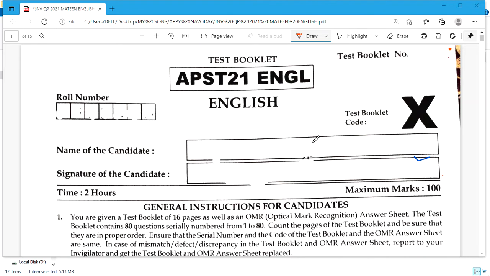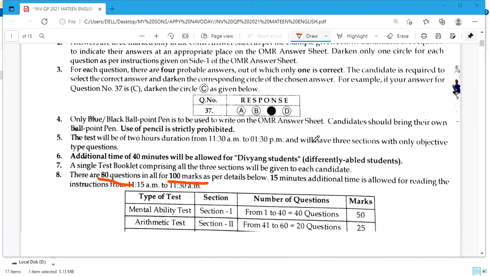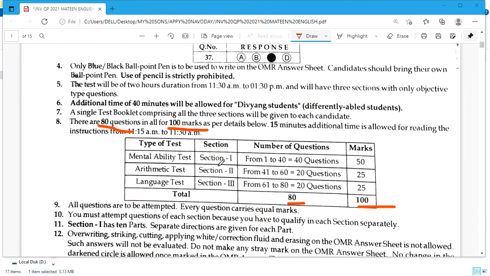So, just now I am going to discuss with you model answers of JNV entrance test for 6th standard for the academic year 2021-22. Just look at this brief explanation. It includes 80 questions, 100 marks.